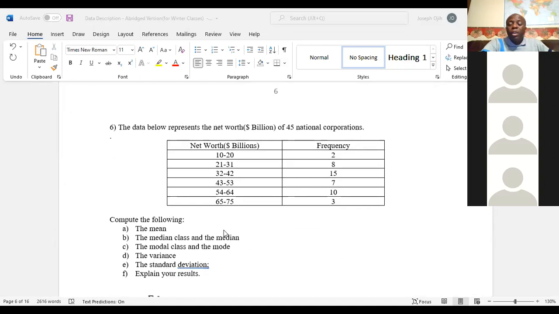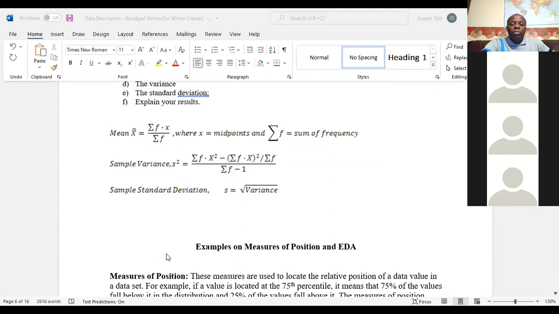and explain your results. In this kind of question, you have to make a table of values. Once you get the table of values correct, you can apply the formulas to get all these statistics. These are the formulas that we use.